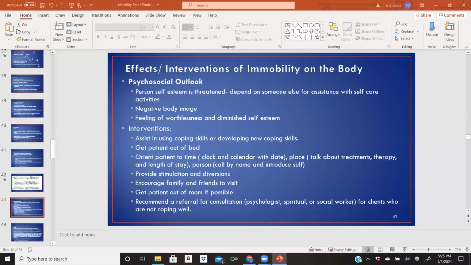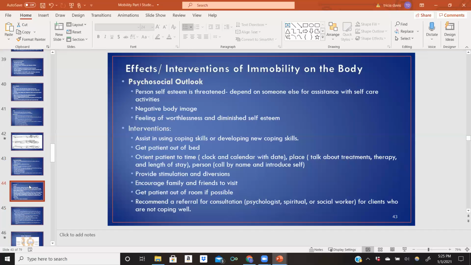So that psychosocial outlook, person's self, oops. I thought I clicked it. I clicked the wrong one, sorry.